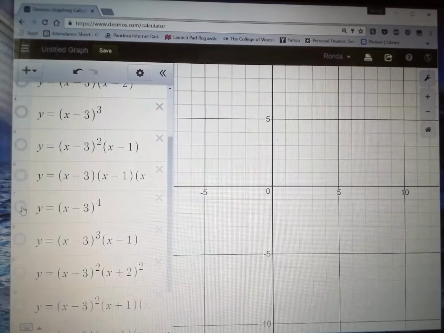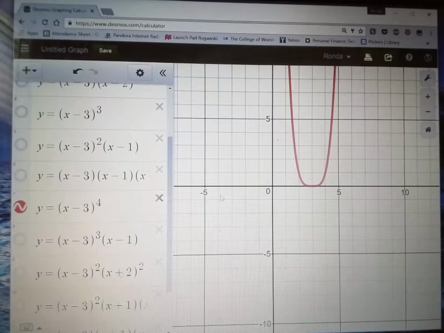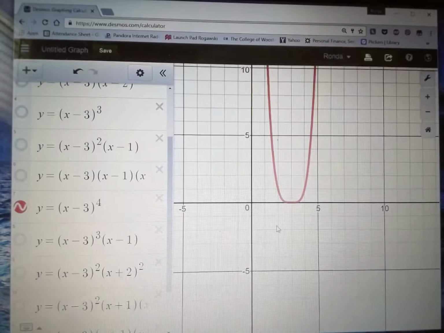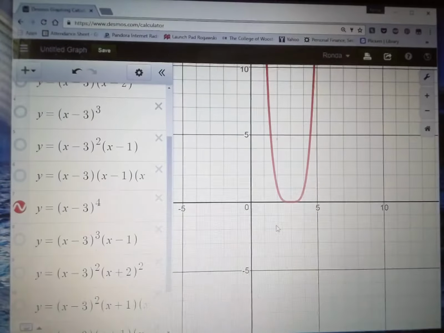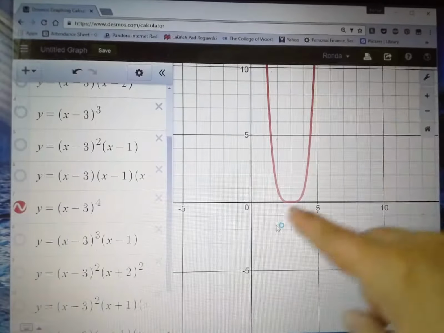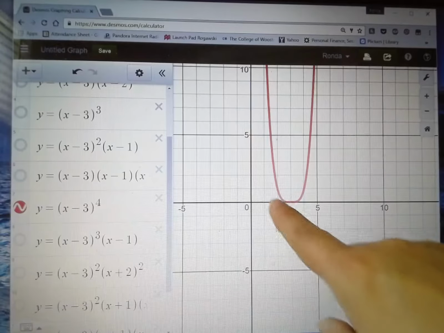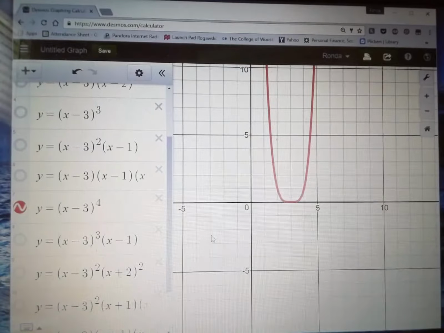All right, so let's move on to x to the 4th. X to the 4th now, x minus 3 quantity to the 4th. We haven't dealt with this one at all, but it looks very much like a quadratic, right? It looks very much like a shifted quadratic. When I have the same factor showing up 4 times, it looks just like a quadratic, except it's a little flatter down here at the bottom, but very similar to a quadratic.